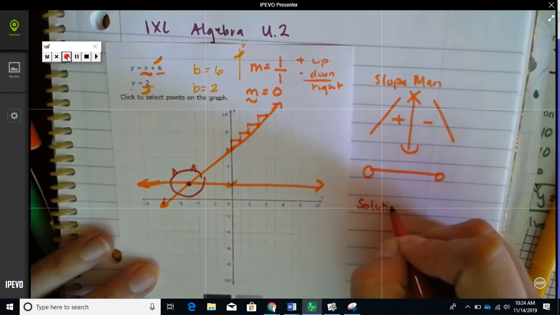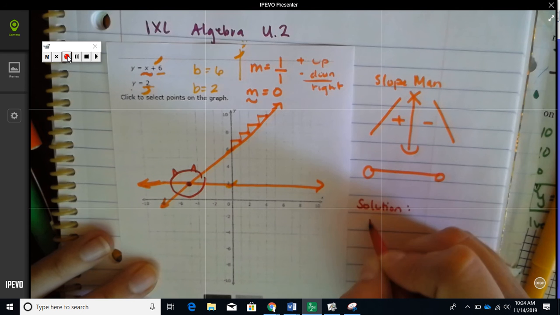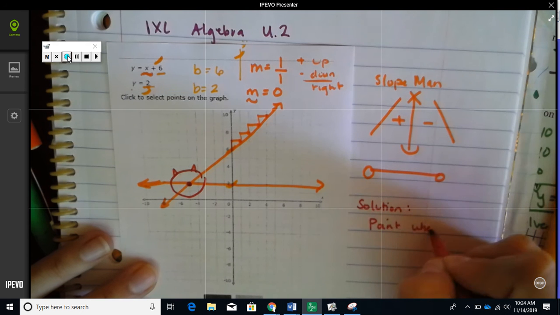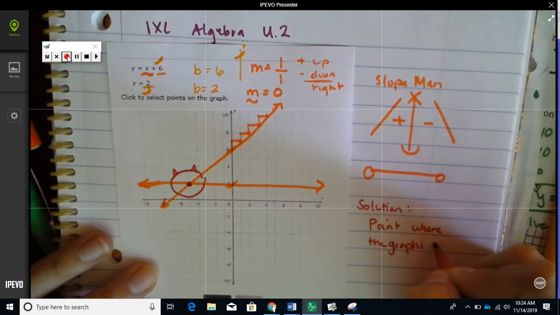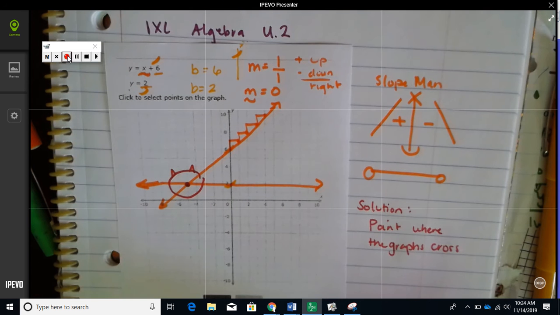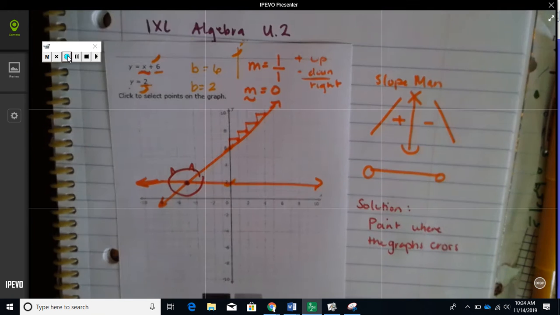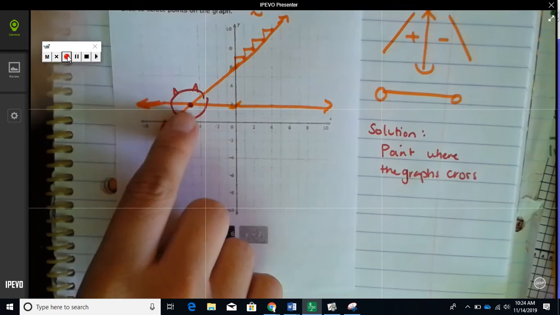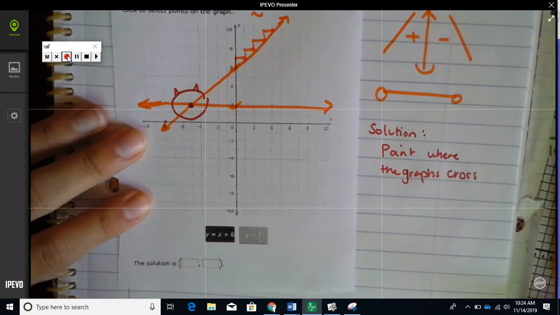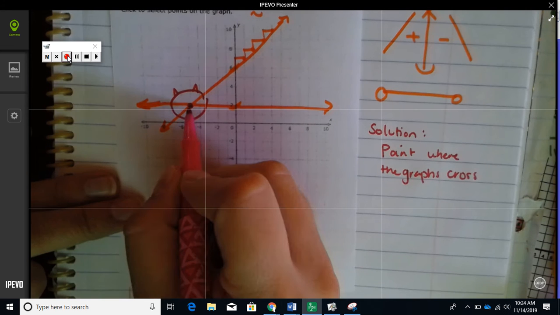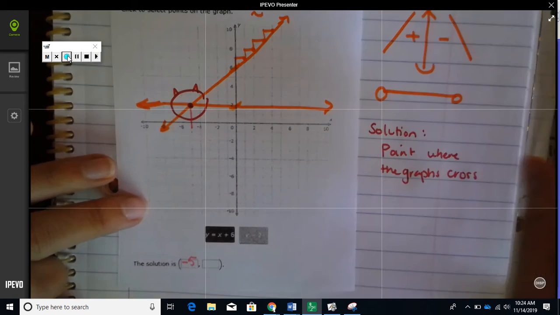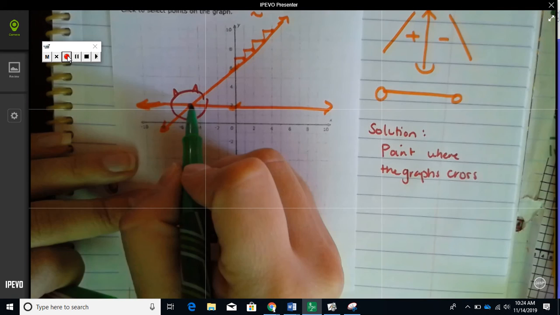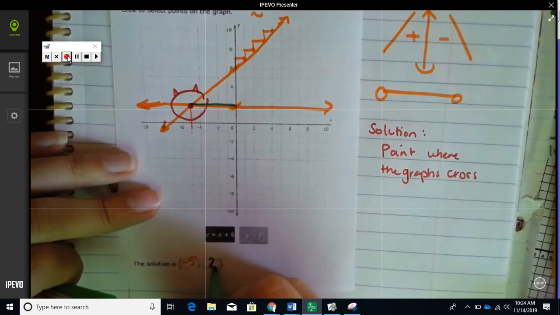So please take good notes and please write this down. The solution is the point where the graphs cross. So I can see where they cross. Then my answer at the bottom is going to be the x. So the x here is negative 5. And the y value is 2. And that would be my answer.